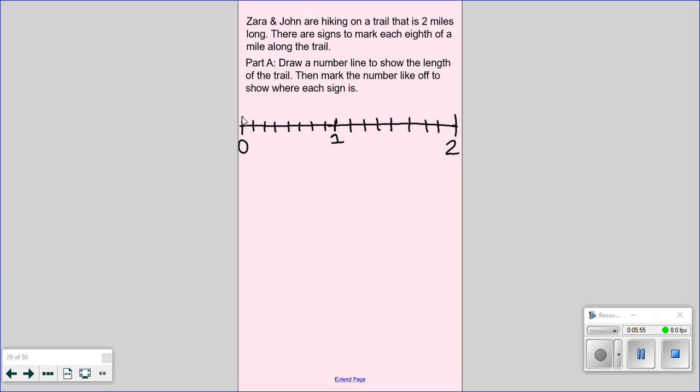Let's label them. What fraction goes at 0? Grace? 0, 0 eighths. We're counting by eighths.